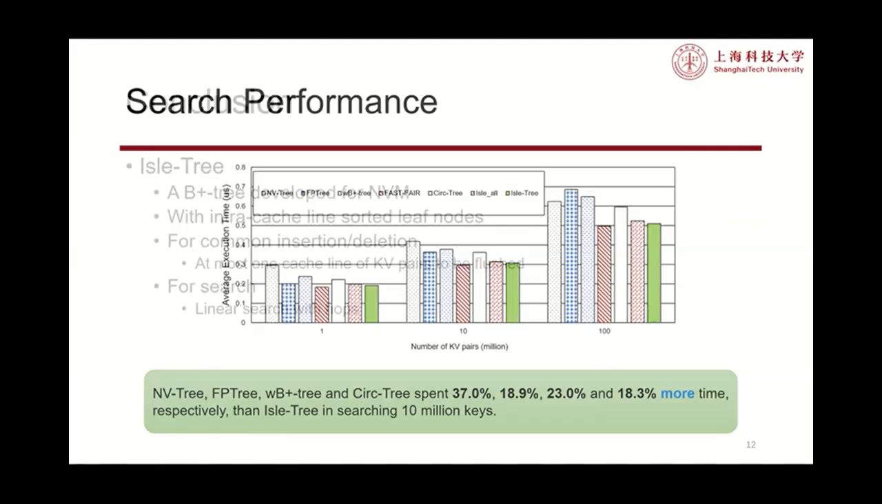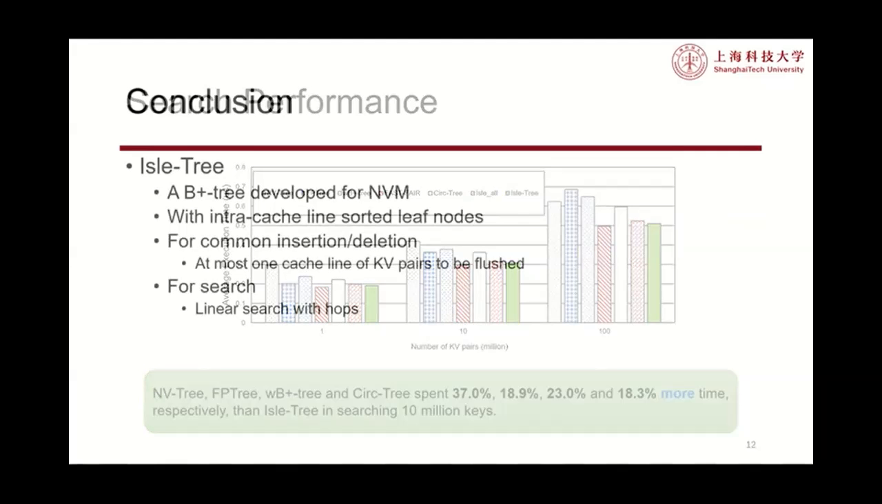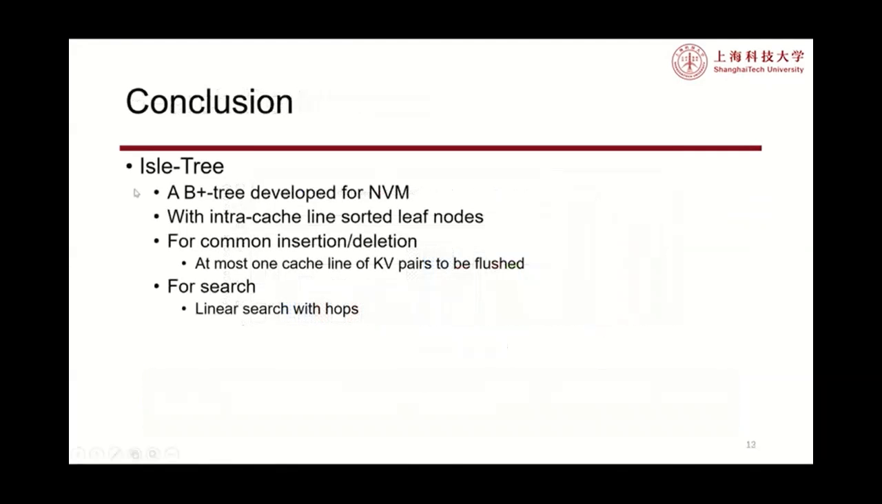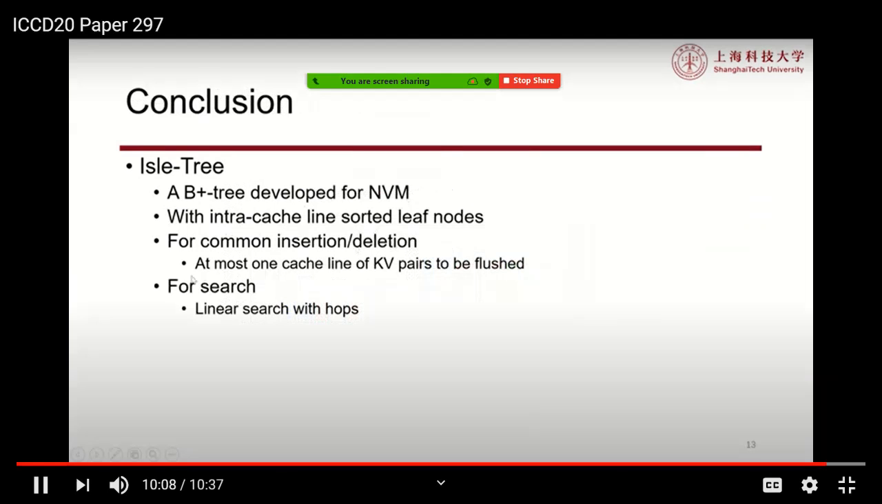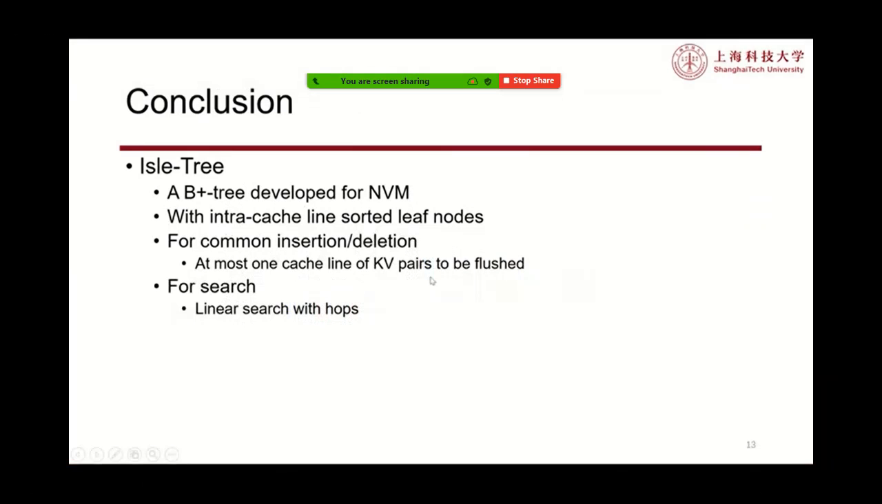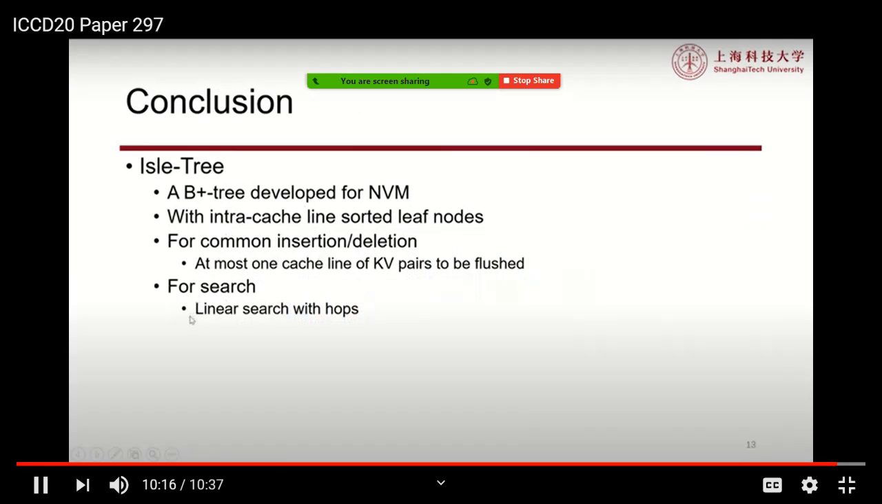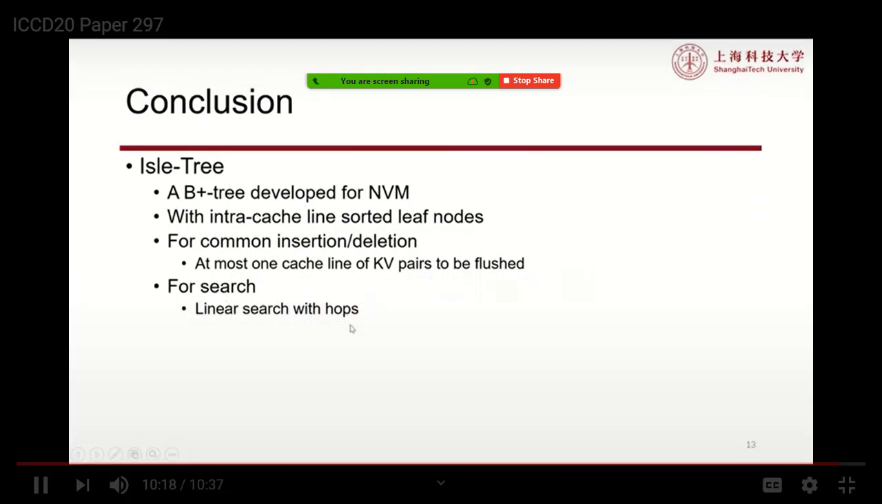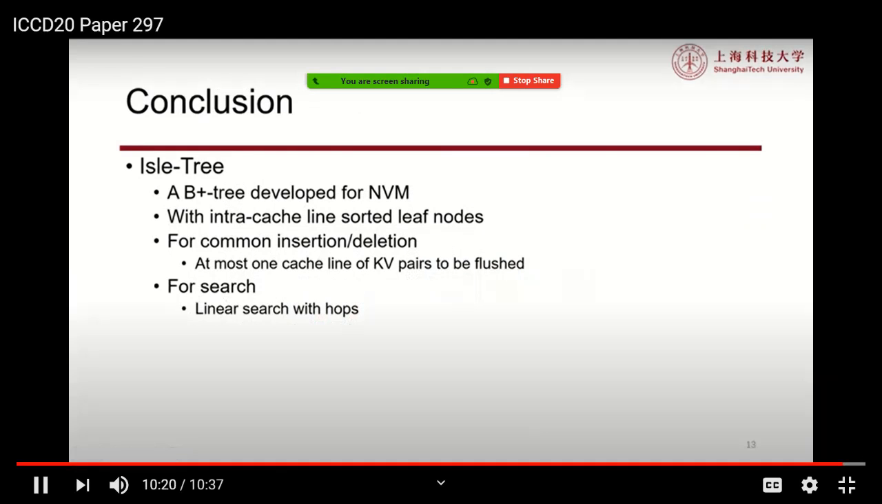Now let's make a conclusion for IO3. It is a B+ tree developed for NVM with intra cache line sorted leaf nodes. For common insertion and deletion, we only need to flush at most one cache line of key-value pairs. And for search, we have a linear search with hops to reduce the comparisons. That's why IO3 can achieve both good insertion and search performance.